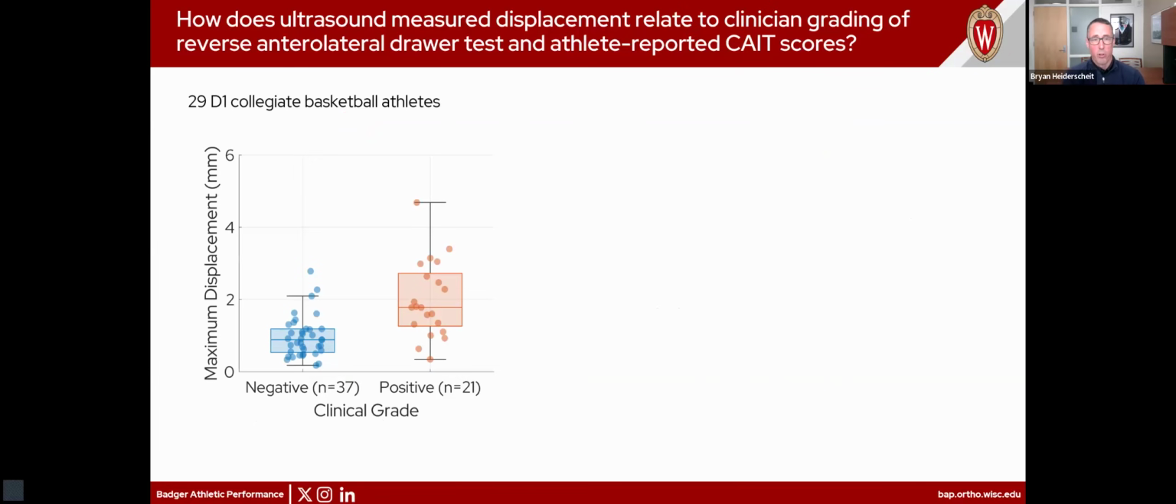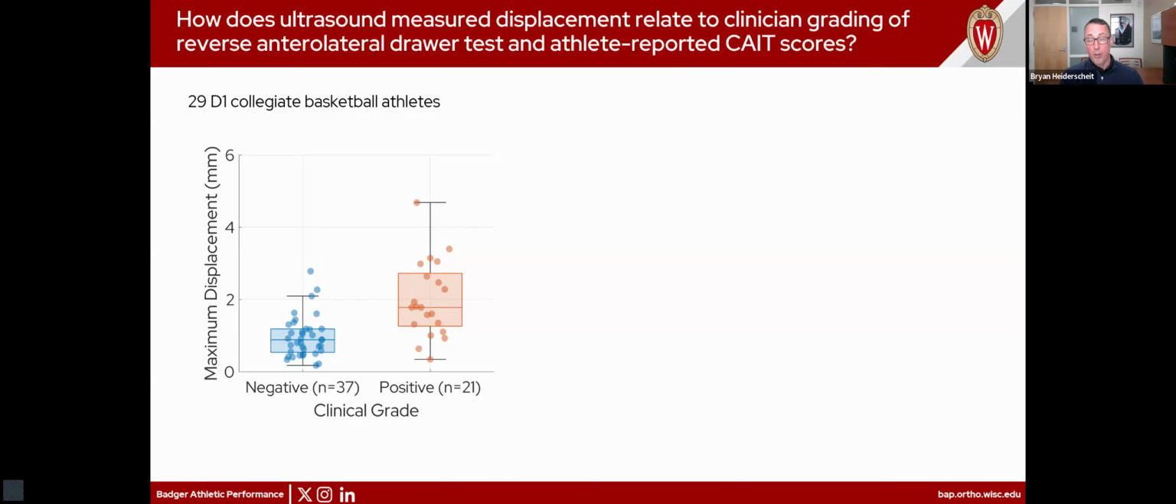So a couple things to note, just looking at some of our early data from one of the sites, we have 29 Division I collegiate basketball athletes. You can see the amount of maximum displacement shown on the y-axis. We're seeing anywhere between half a millimeter up to about 5 millimeters as our measured amount. And you can see those that have been graded clinically by our clinicians who are performing the test, the amount that are shown negative and the amount that have been graded as positive. Again, a lot of overlap between those that are negative and positive, but clearly we're seeing a shift toward, on average, those graded as positive seeing a greater amount of displacement through this ultrasound test.